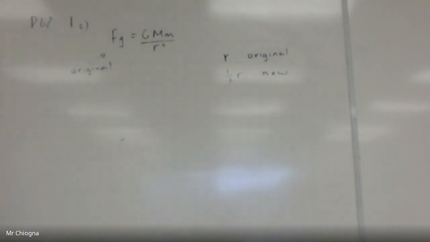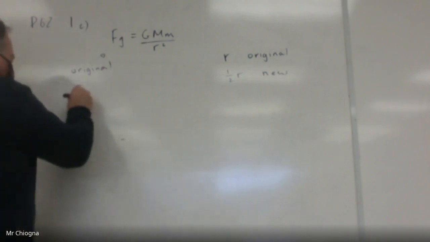The distance is now reduced. And A and B was increased. Now it's reduced to half the size. The objects are pushed closer together. What do you think is going to happen to the force? Increase or decrease? Increase, because they're closer together. More of a pull.